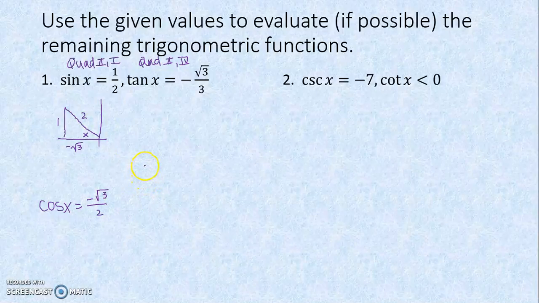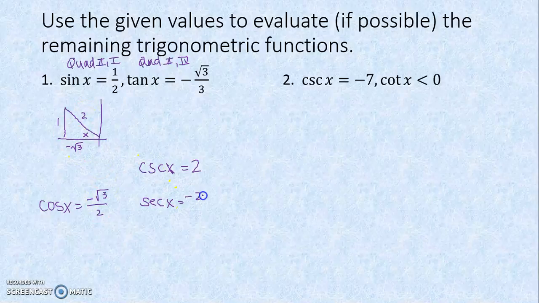Tangent I already know, so then I'm going to do cosecant, which should be the reciprocal of my sine, so it's just going to be 2, or I could do hypotenuse over opposite. For secant of x, it's reciprocal of my cosine, or hypotenuse over adjacent. That is a negative 2 over radical 3, so do make sure you rationalize that to get negative 2 radical 3 over 3. And then finally I have my cotangent, which again I can do the reciprocal of my tangent, or I can just do adjacent over opposite, which is negative radical 3.